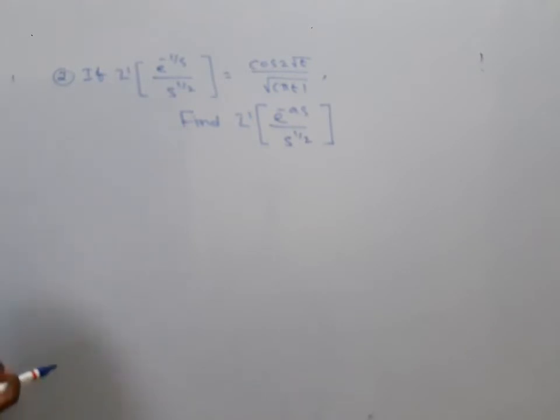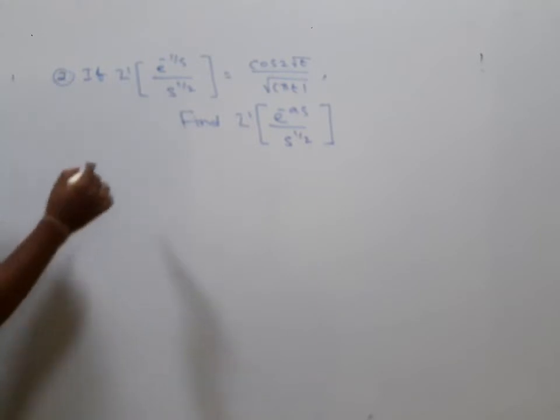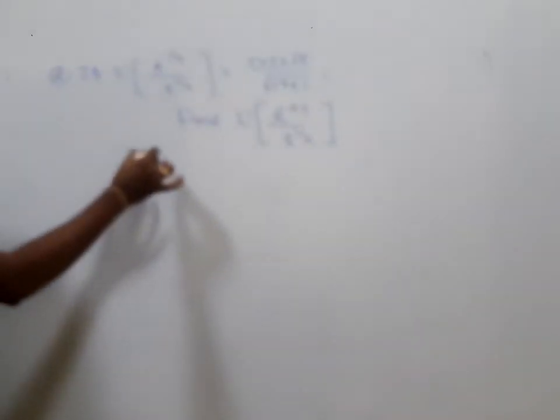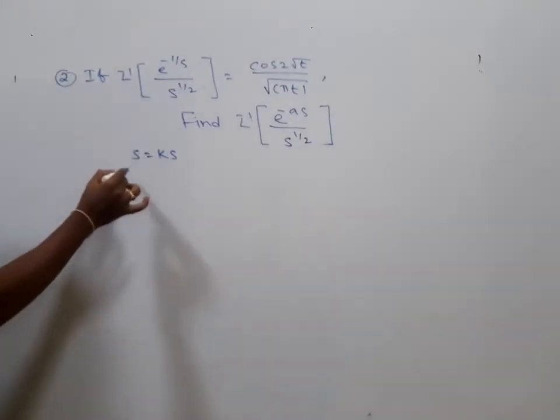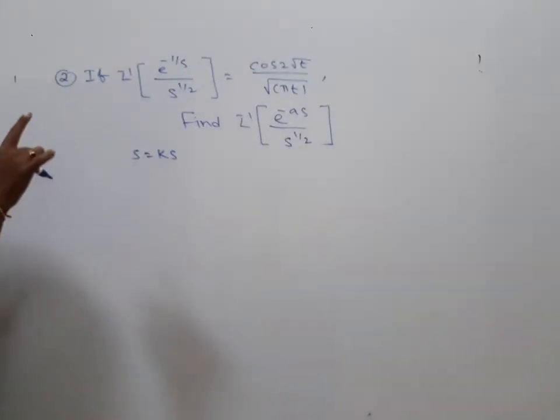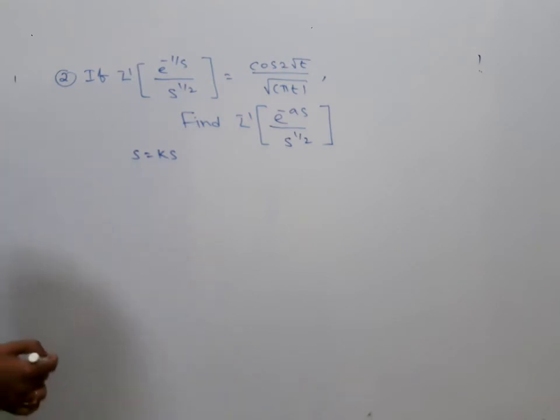First you take s equals to ks, first step, then k is equal to, what do you get, 1 divided by ks we have, right, 1 divided by ks, by applying the change of scale property.